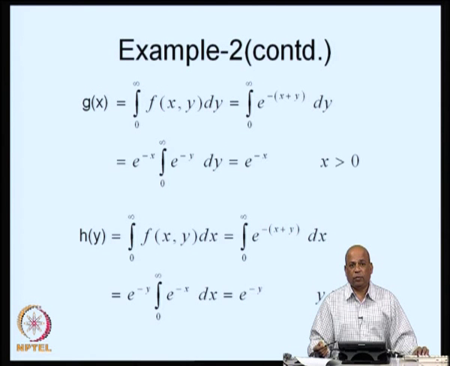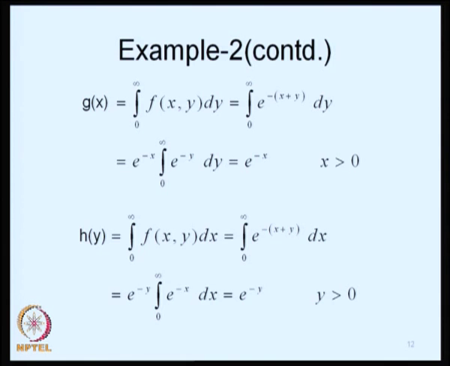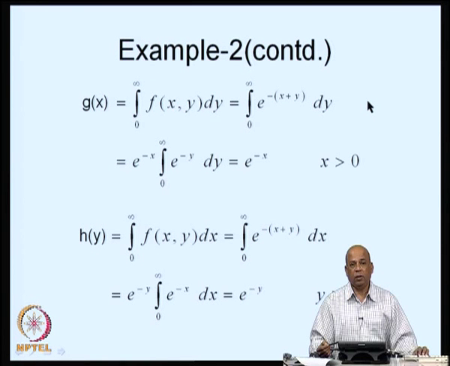So, first you obtain g of x, again integrate the joint density over y from 0 to infinity. So, from here you get g of x is equal to e to the power minus x for x greater than 0. Similarly, for getting h of y, you integrate the joint density over x with respect to x. So, you will get h of y is equal to e to the power minus y for positive values of y.